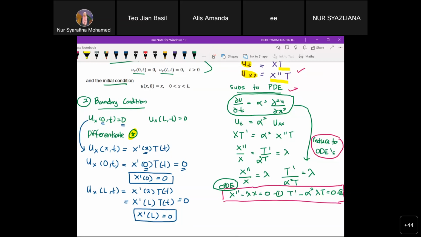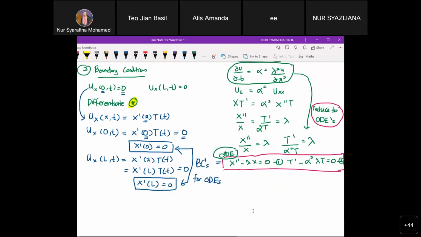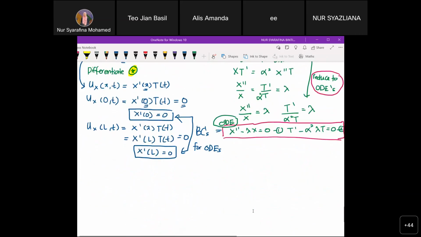Okay, so now we have done forming the ODE and also forming the boundary condition for the ODE. We have the ODE and we have the boundary condition for the ODE. So we can proceed with finding the solution of this ODE. How can we find the solution?